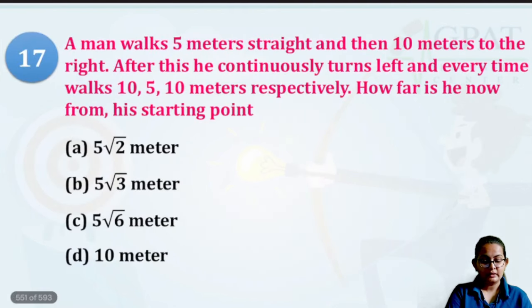Okay. Then again a direction question: a man walks 5 meters straight. He is walking 5 meters straight and then 10 meters to the right. So the right would be this one, 10 meters to the right.